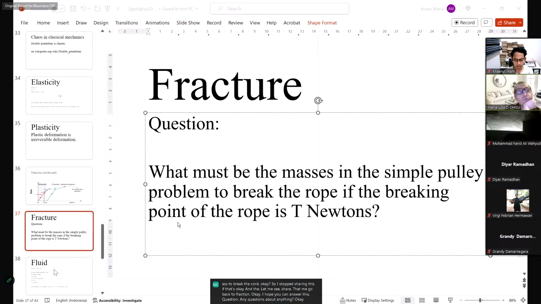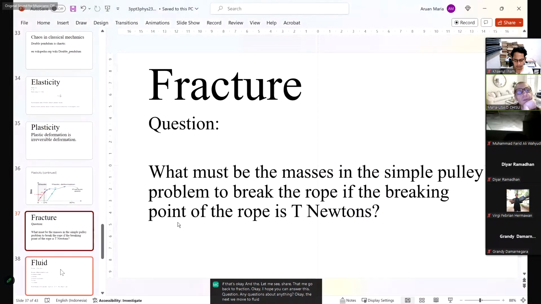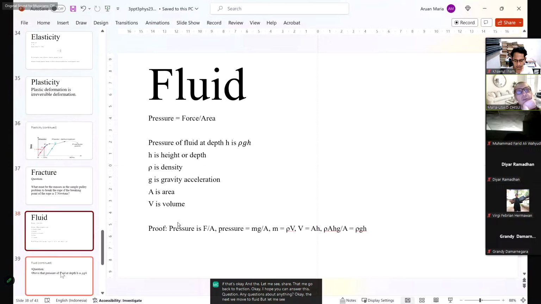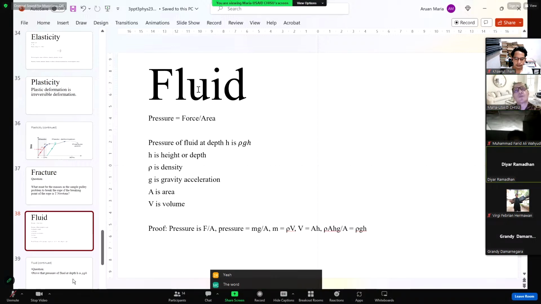Okay, next we move to fluid. Let me see, fluid. Can you see fluid? Pressure is equal to force divided by area. Can you see that? Hello, fluid. Can you see fluid? Yeah, the word fluid.